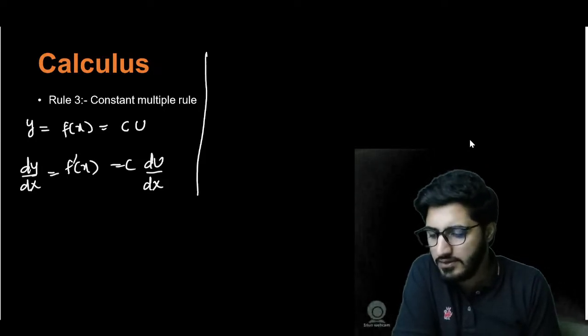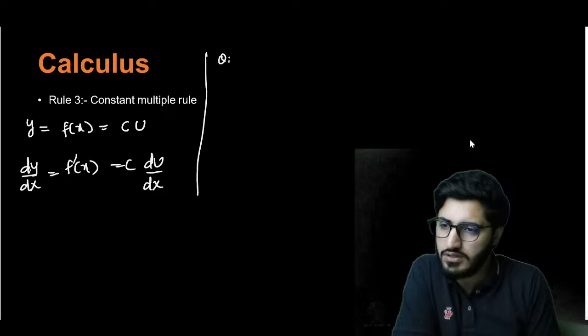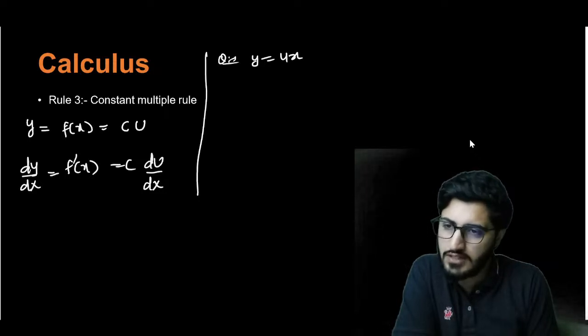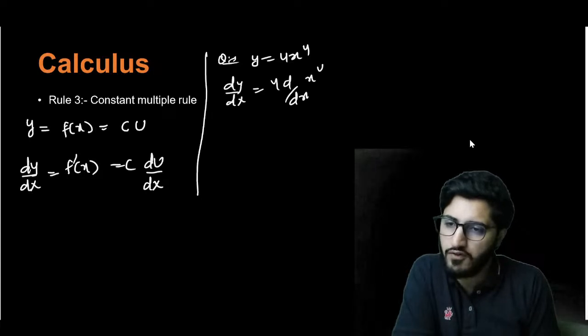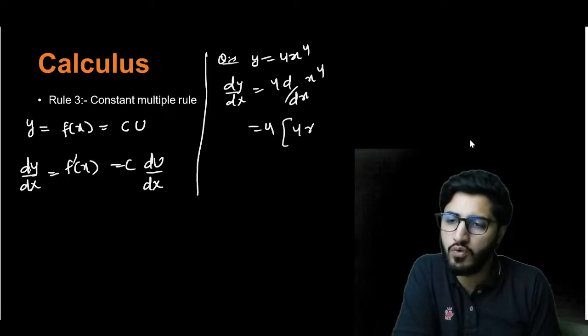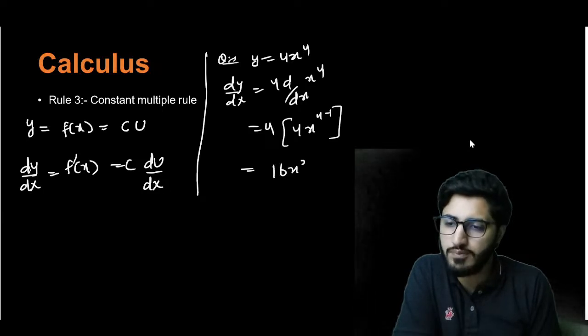Now we'll take some numericals. If my question is y equals 4x to the power 4, then dy by dx: I take 4 outside and differentiate only x to the power 4. The differentiation of x to the power 4 is 4 x to the power 4 minus 1, so it will become 4 times 4, which is 16 x to the power 3.